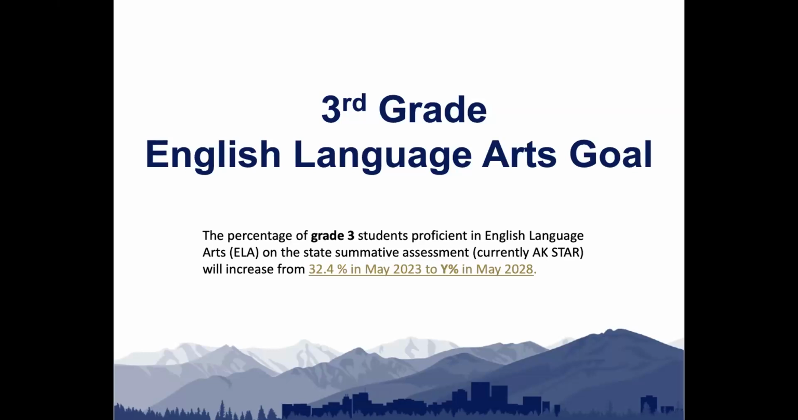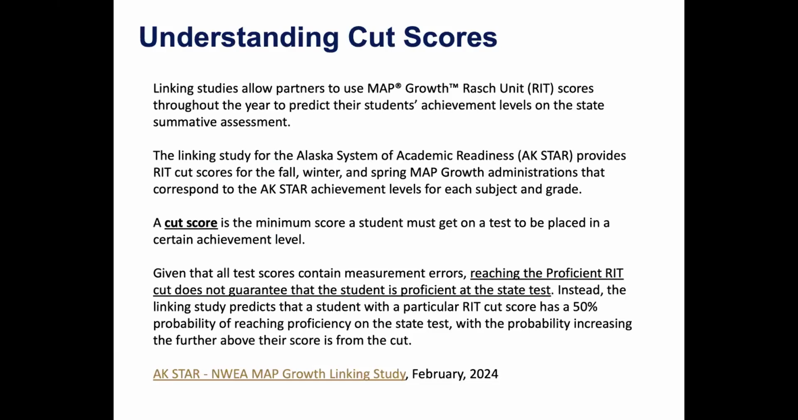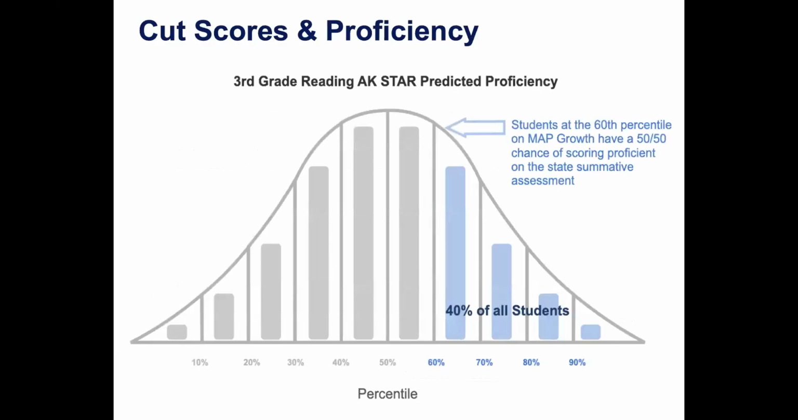So we're going to look at third grade, setting the goal for third grade reading, and that's based on AK Star. You can see here we have the X from 2023, and our goal is to get to the Y of 2028. Again, I'm going to show you the linking study for MAP to third grade reading. I'm not going to go over this. I feel like you've got a strong grasp of this one.